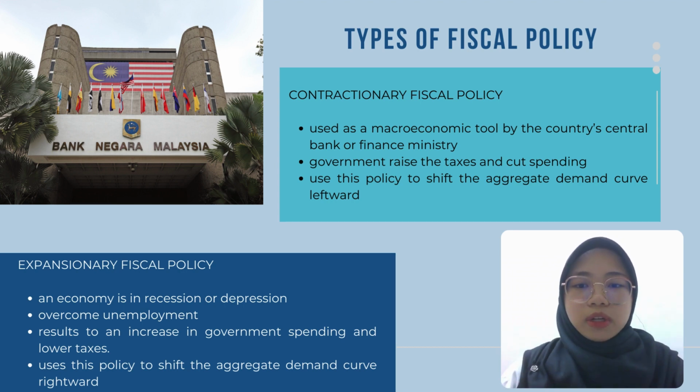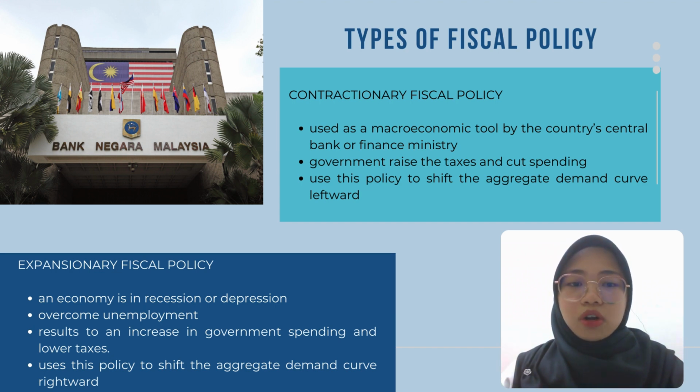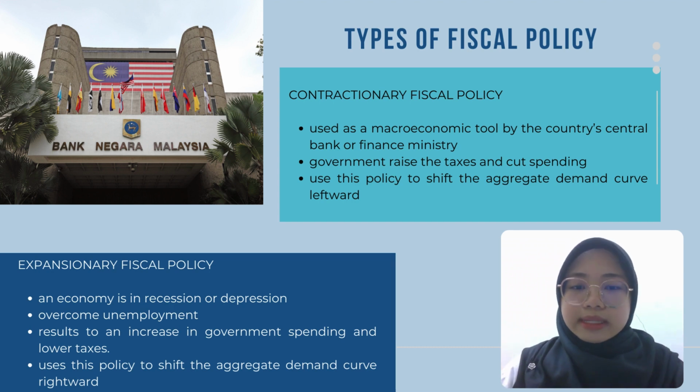Next type of fiscal policy is expansionary fiscal policy. Expansionary fiscal policy is used when an economy is in recession or depression in order to stimulate economic activities and overcome unemployment. The government will increase spending and lower taxes. Also, this policy will shift the aggregate demand curve rightwards in order to expand real output. As an example, Datuk Seri Ibrahim said that the government will continue with an expansionary fiscal policy in order to support economic growth. He also said that the government was committed to carrying out measures to reduce the country's deficit in stages.